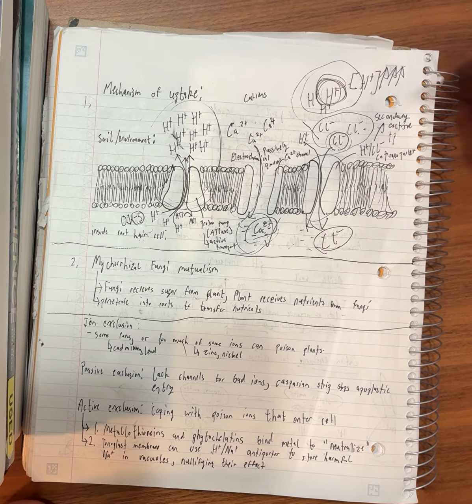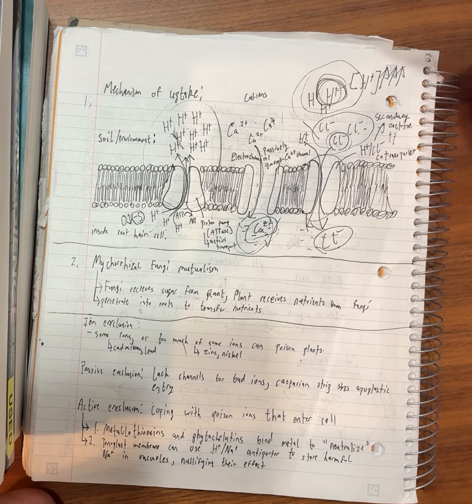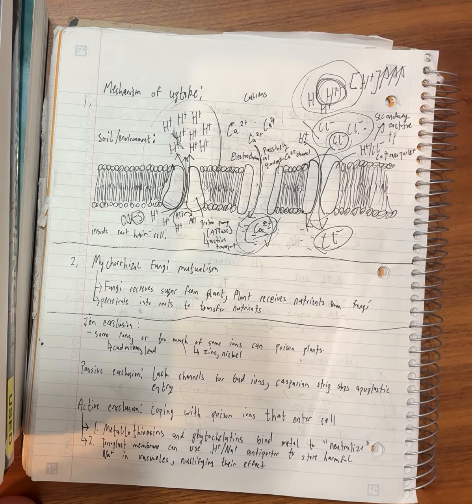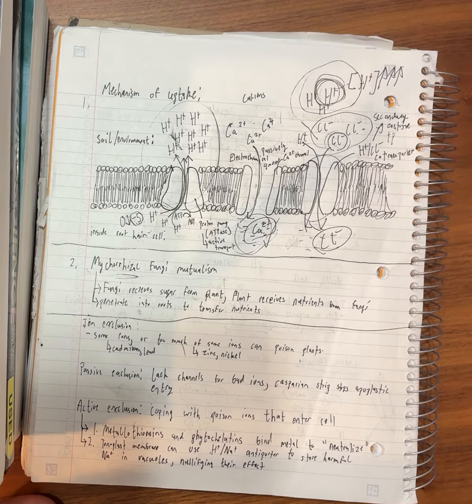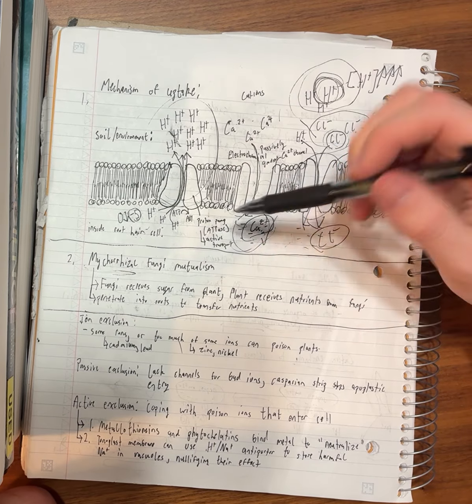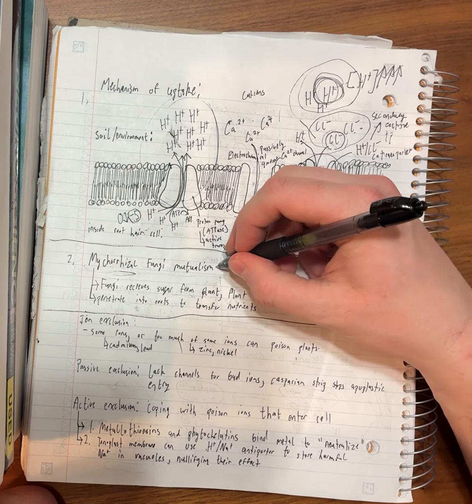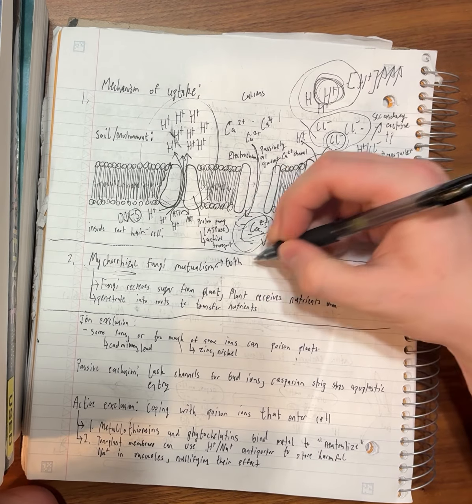The next one is actually through fungus. So there's a fungus called mycorrhizal fungi, whatever this word is. I can't say it. Mycorrhizal, something like that. And they have a mutualistic relationship with plants. And mutualistic means both benefit.